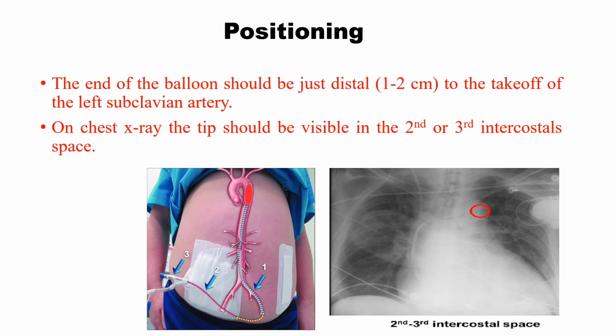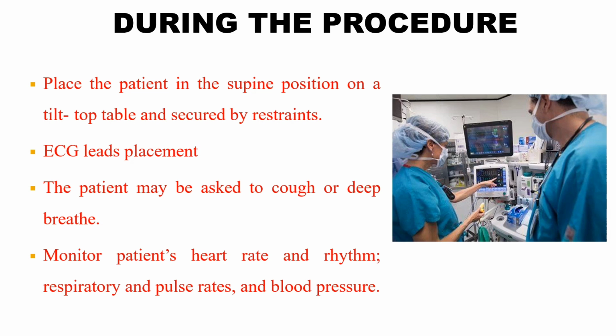The position should be confirmed by fluoroscopy or chest X-ray. On the chest X-ray, the tip should be visible in the second and third intercostal space. Place the patient in the supine position on the tilt-to-top table and secure with restraints. ECG leads are placed for continuous monitoring. The patient may be asked to cough or breathe deeply, and we monitor the patient's heart rate and rhythm, respiratory and pulse rates, and blood pressure frequently during the procedure.